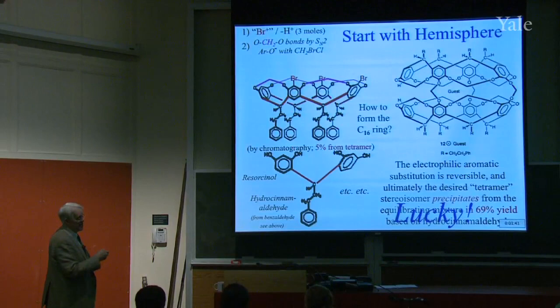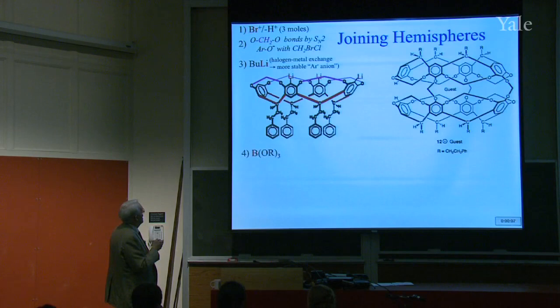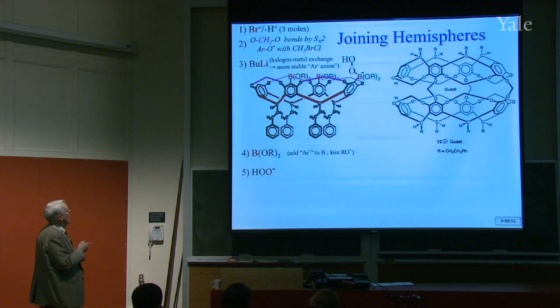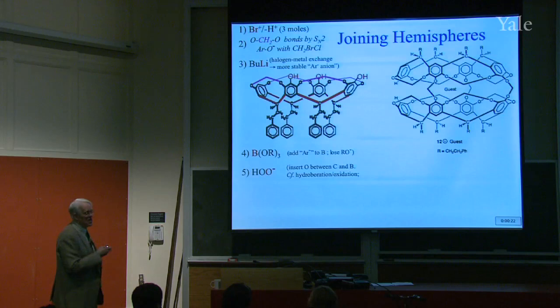Okay, so now they had to join the two hemispheres, which they put a lithium on in place of the bromine, and then they put boron on, and then hydrogen peroxide, which we've seen before, to make those into alcohols. We've seen that before. So you see, this was really to be review of stuff we've done. Okay, so now you got alcohols all the way up. So you got the O's that are gonna do the bridging. And now you just do that same thing you did before.